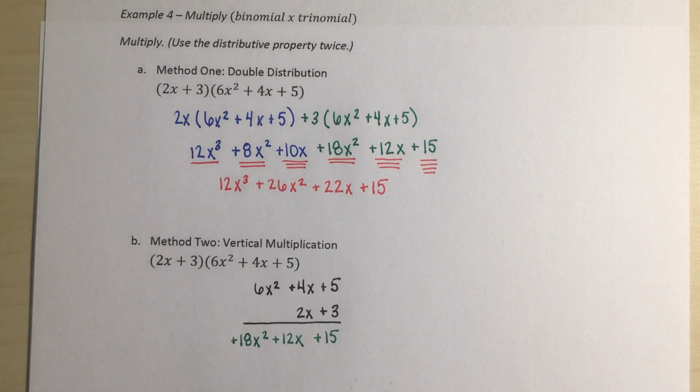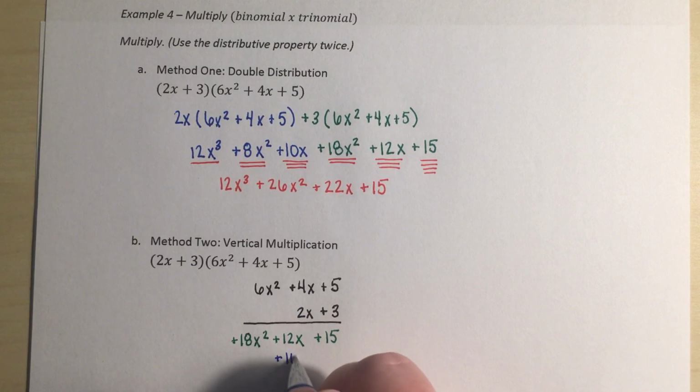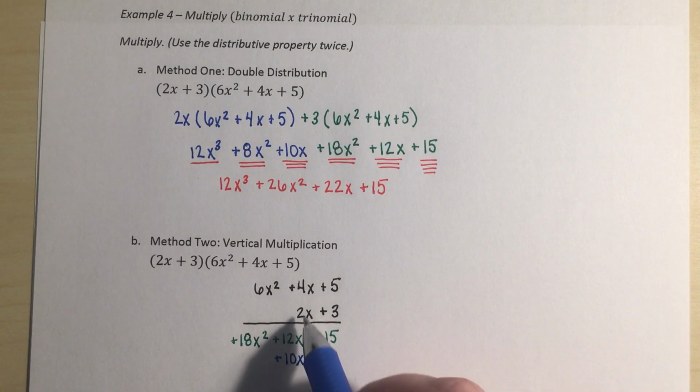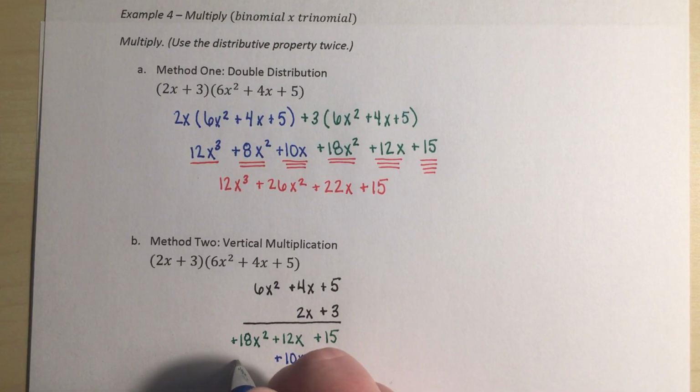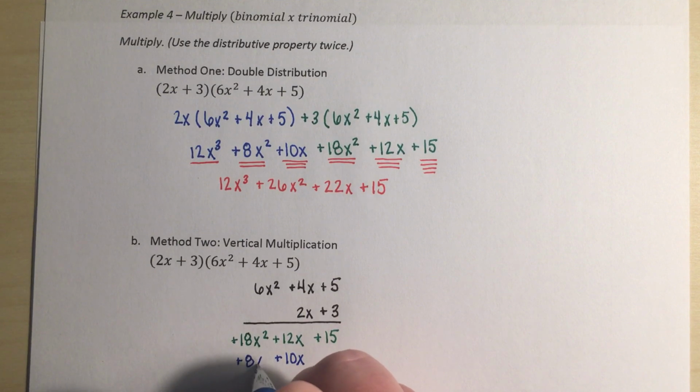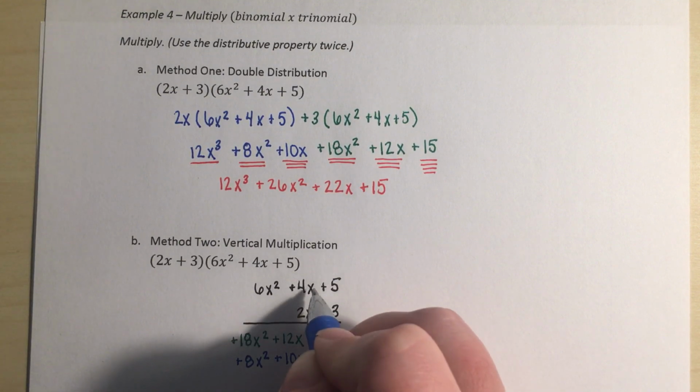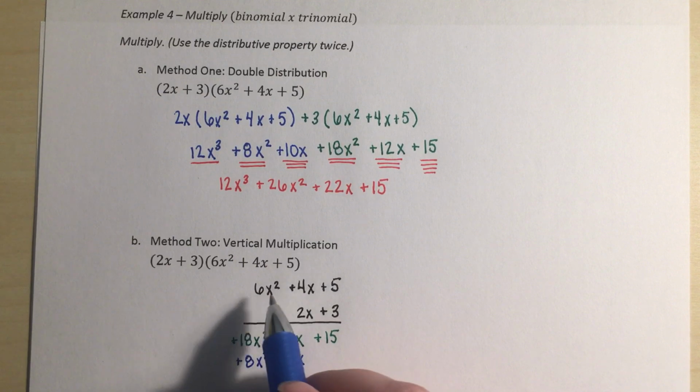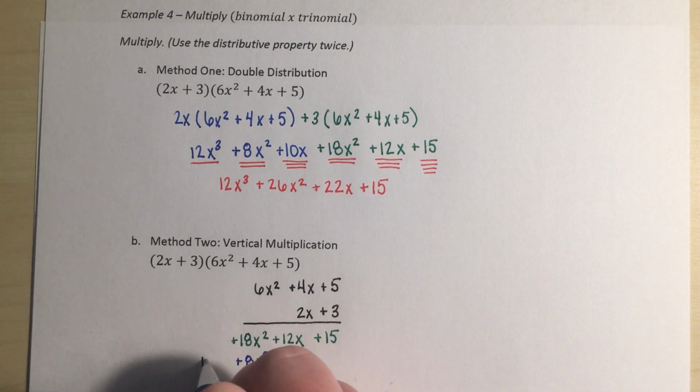Now that we're done multiplying with the 3, we're going to multiply everything by the 2x. So 2x times 5 is going to give us a positive 10x. 2x times 4x is going to give us a positive 8x squared, right? Because 1 plus 1 is 2. 2x times 6x squared is going to give us a 12x to the third.